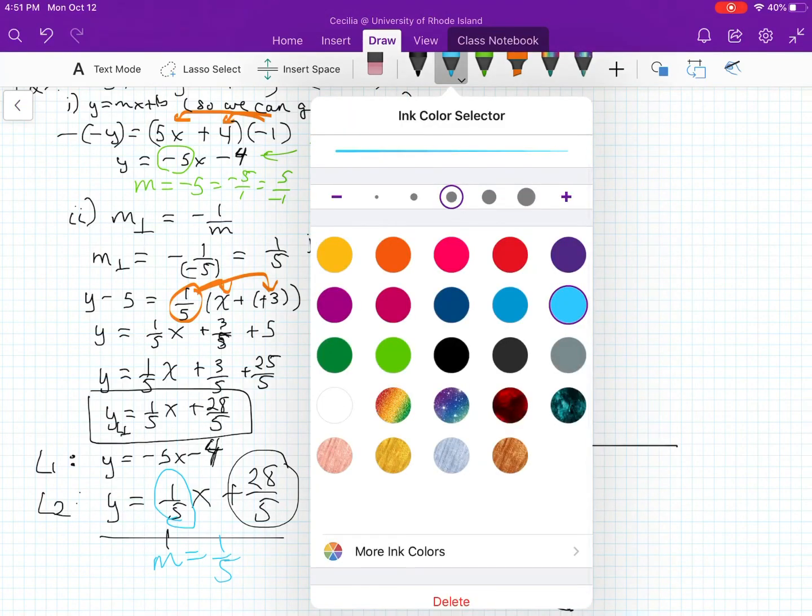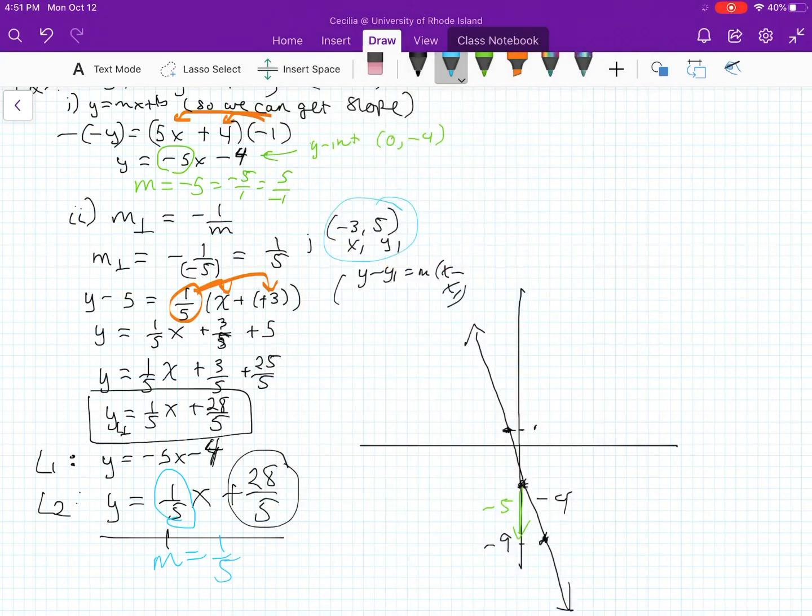Okay, so I might as well go ahead and make this a little bigger. Let's see. Okay, let's go to the point -3. 1, 2, 3. And we're going to go up to 5. So it's -3. And we're going to go up to 5. 1, 2, 3, 4, 5. -3, 5. Okay, and now we're going to have a slope of 1/5.